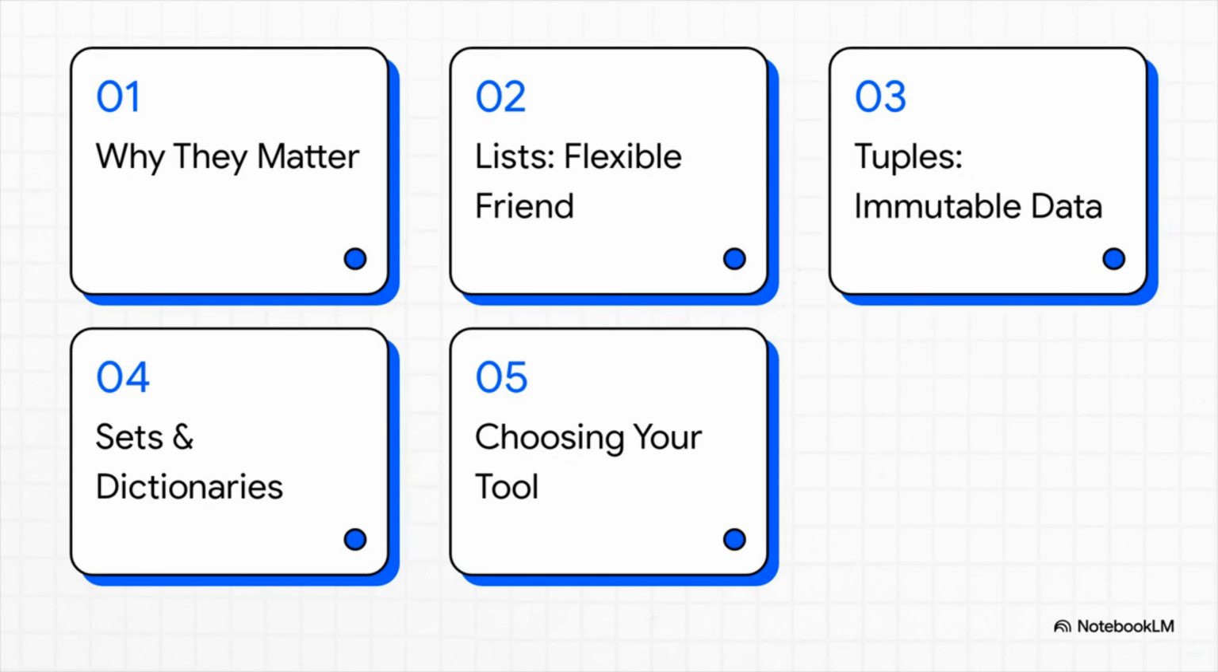So here's our plan. We'll kick things off with why you should even care about this stuff. Then we're going to dive into the big four, the super flexible list, the unchangeable tuple, and then the powerful duo of sets and dictionaries. And to wrap it all up, we'll talk about how to pick the perfect tool for whatever job you've got.